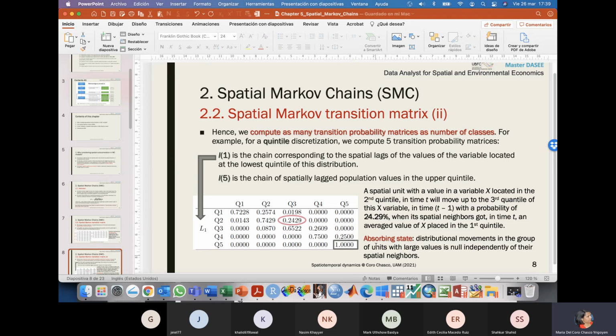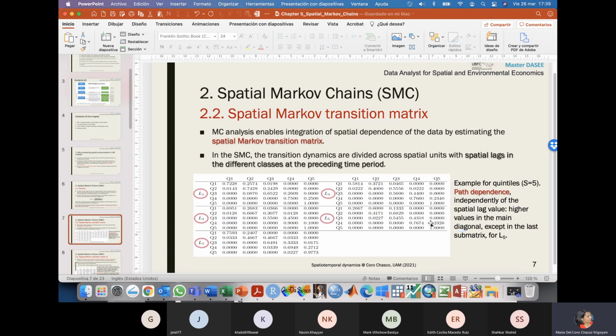Okay, and this is what I was saying previously about this absorbing state. In these cases, what is happening is that distributional movements in the group of units with large values is null. It is null independently of their spatial neighbors. And in this case, it is null even when the neighbors are small, but as we could see here, this situation repeats almost in all the cases, with the exception of the median, but it is almost one.